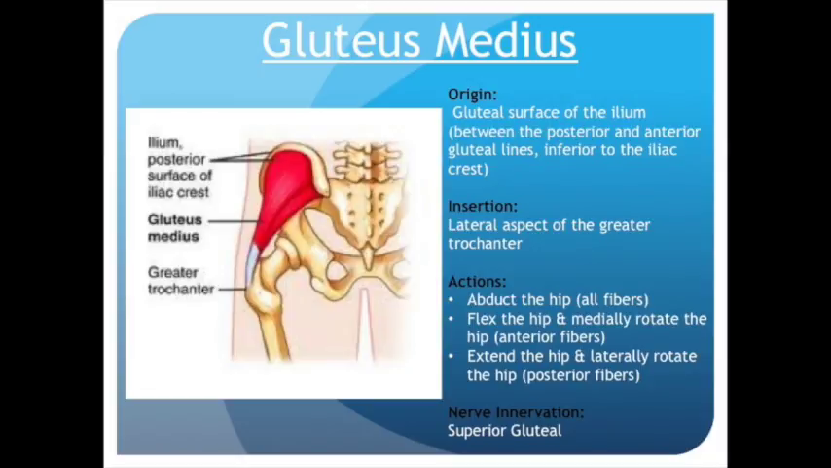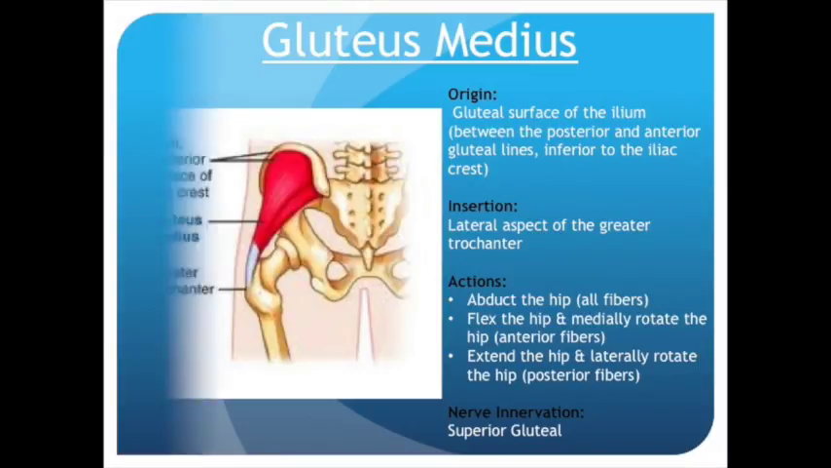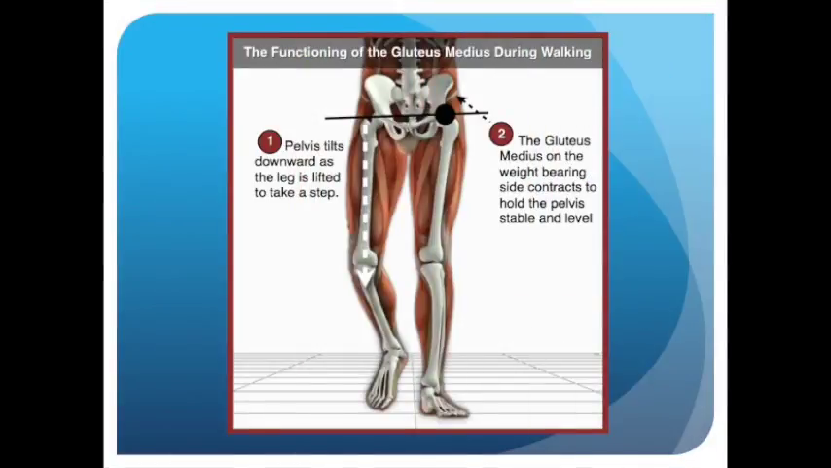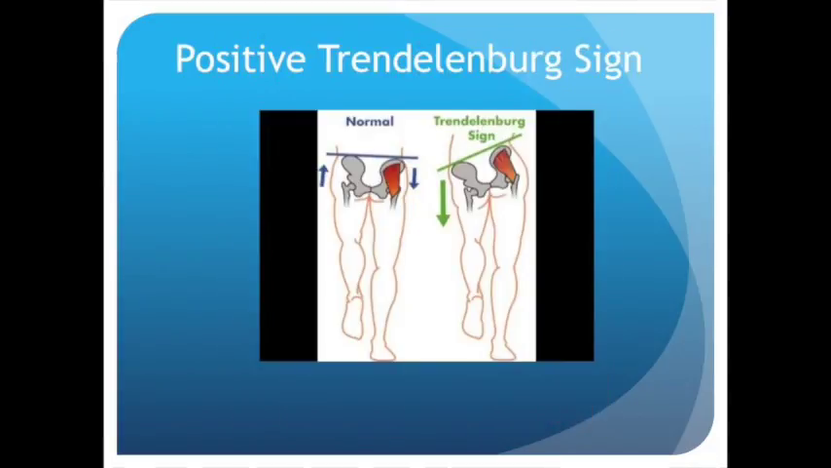It is innervated by the superior gluteal nerve. The gluteus medius muscle helps to keep the pelvis level during ambulation. If this muscle becomes weak, it can clinically present as a positive Trendelenburg sign, meaning when the individual stands on one leg, the pelvis will drop on the unsupported side.